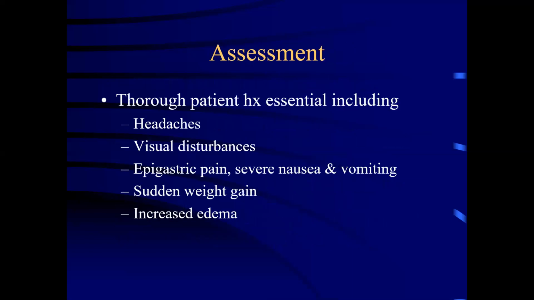The assessment of a preeclamptic person, or a patient who's pregnant with hypertension: you want to look for those headaches. Most of the time they're going to be frontal and non-remitting. Visual disturbances could be anywhere from seeing different colors to seeing spots or floaters. Epigastric pain with severe nausea or vomiting, almost like when you would think your patient is having a gallbladder type situation. Sudden weight gain and increased edema. These patients third space all over their body.